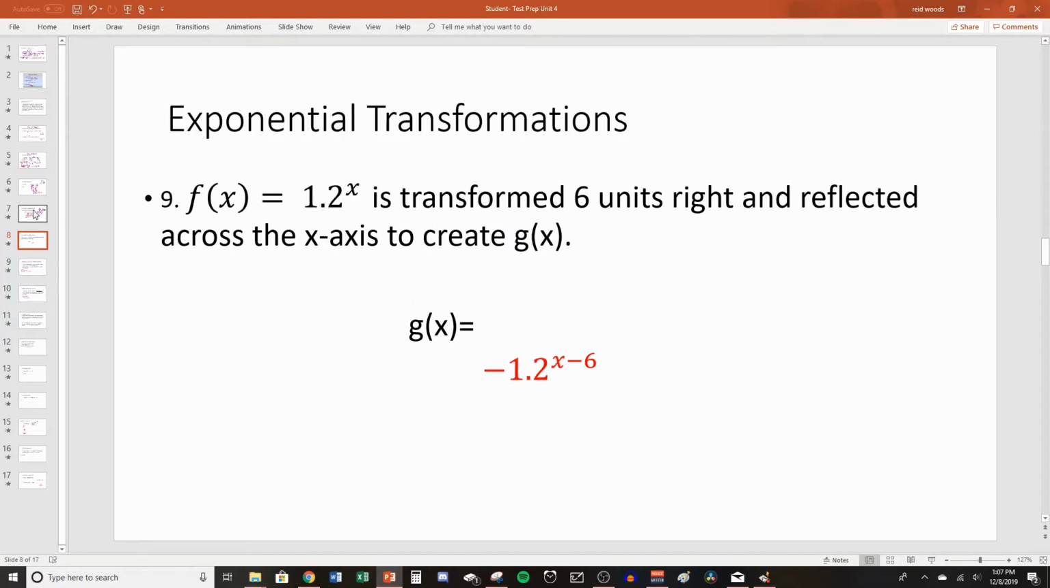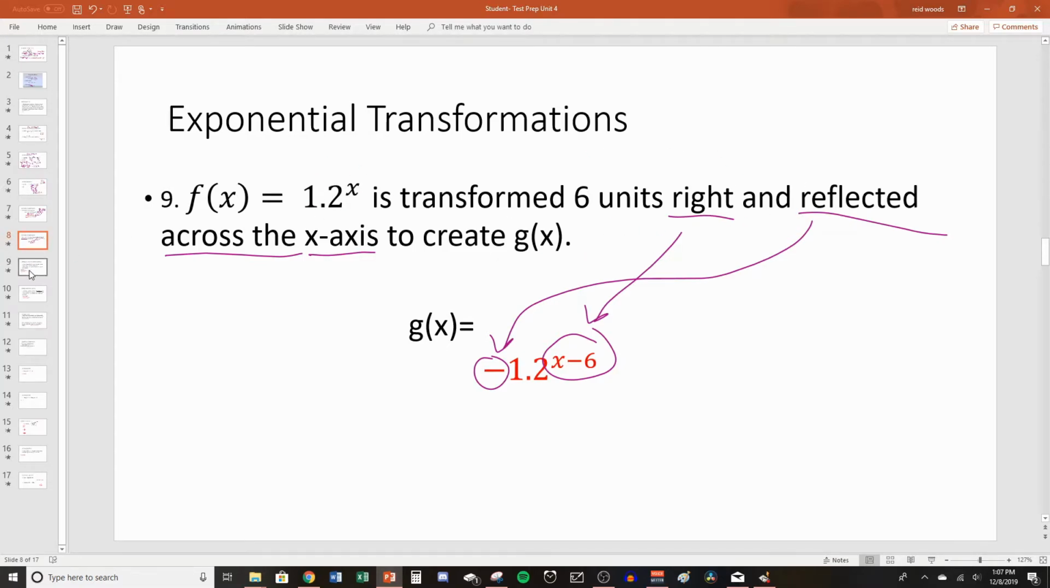The next question is asking you to take what we just discussed in number 7. So number 8, and look at number 9. We're using the same idea. So we have our parent function here, and they're saying it's transformed 6 units to the right. So it's whatever is happening to this value here. So that's why we chose that as our answer, to the right. Horizontal shifts are when you're subtracting from the x value. And then reflections, well, that means that we have to make it a negative. And it's always reflected about the x-axis. So that's why we got that answer. Everything about this original function stays the same except for these 2 things here.